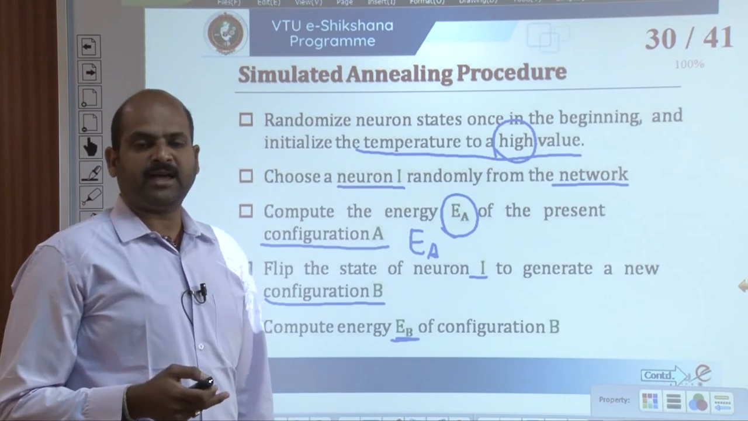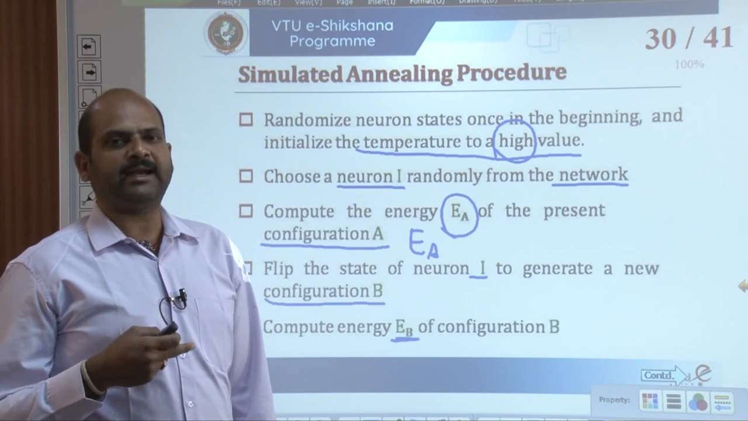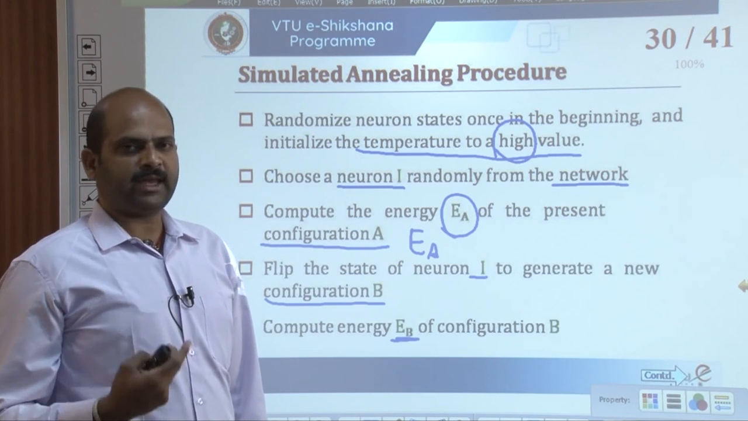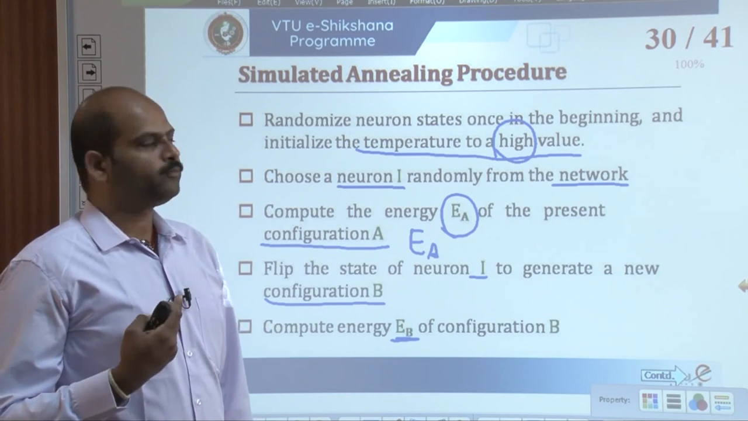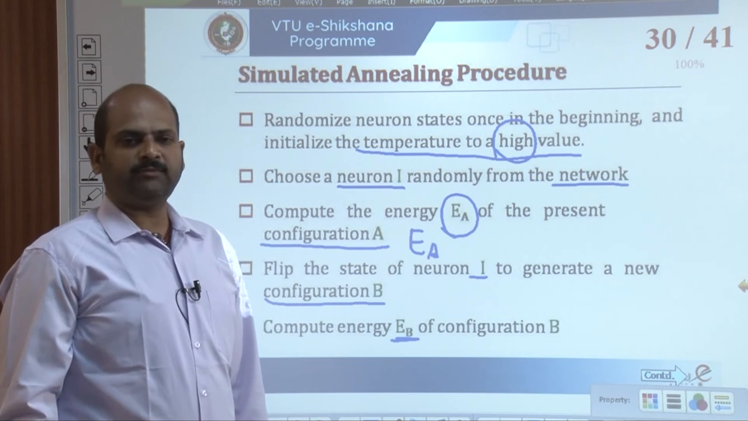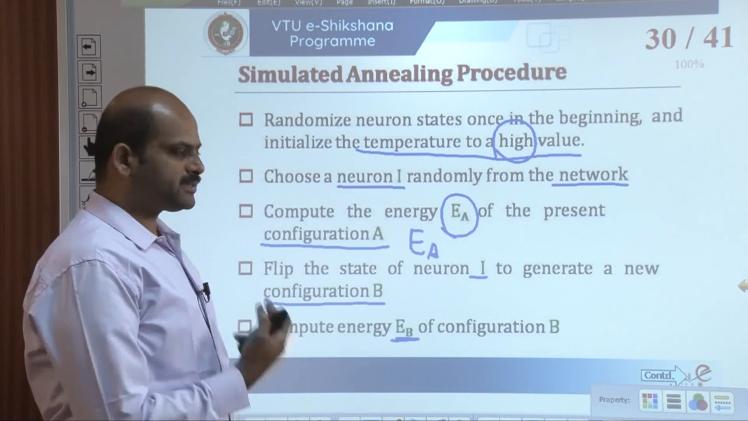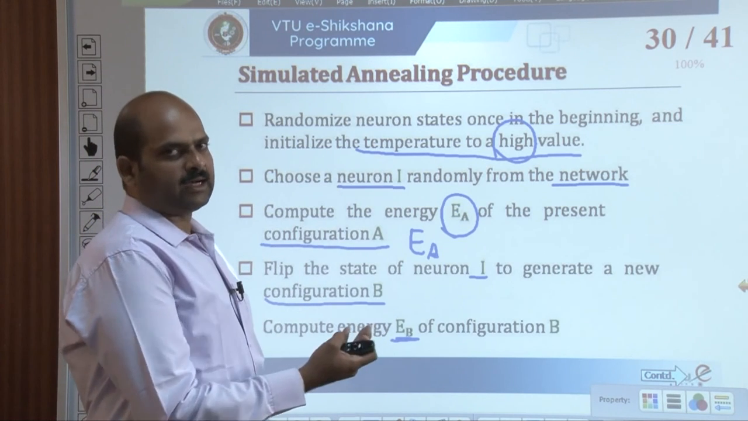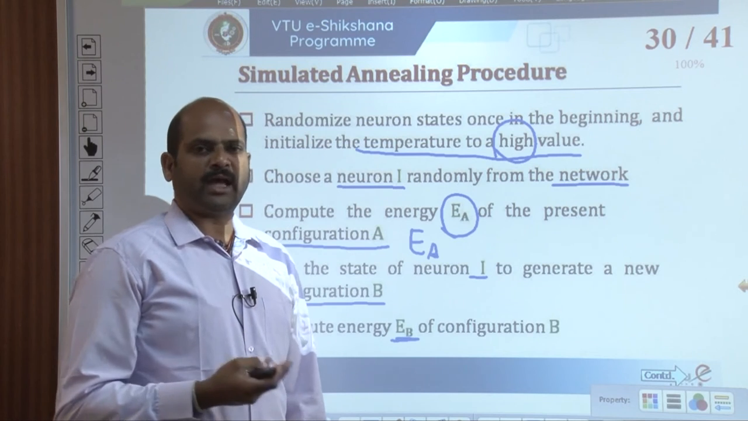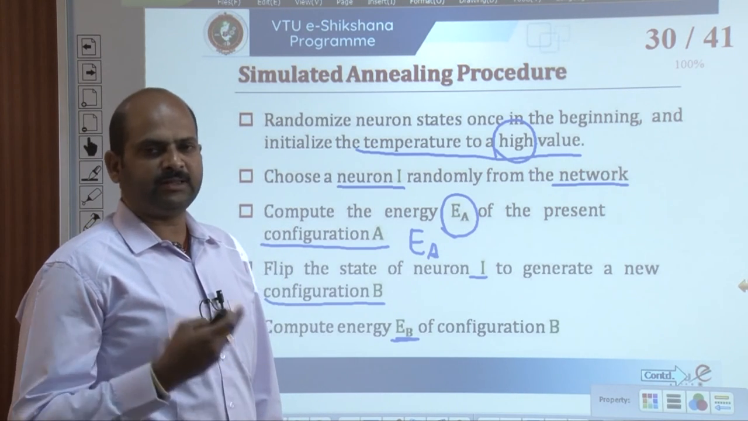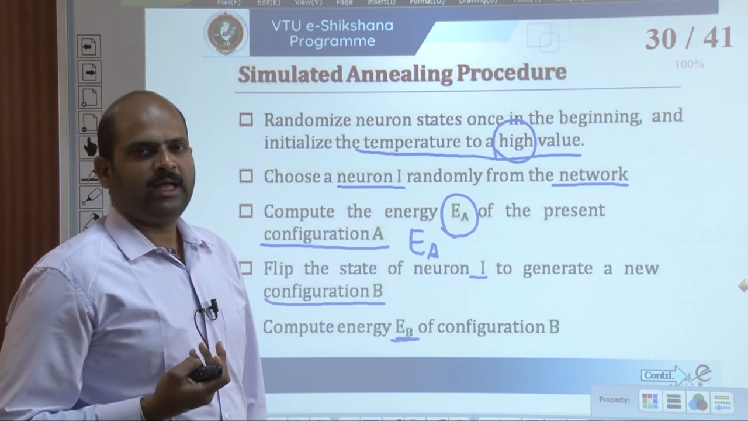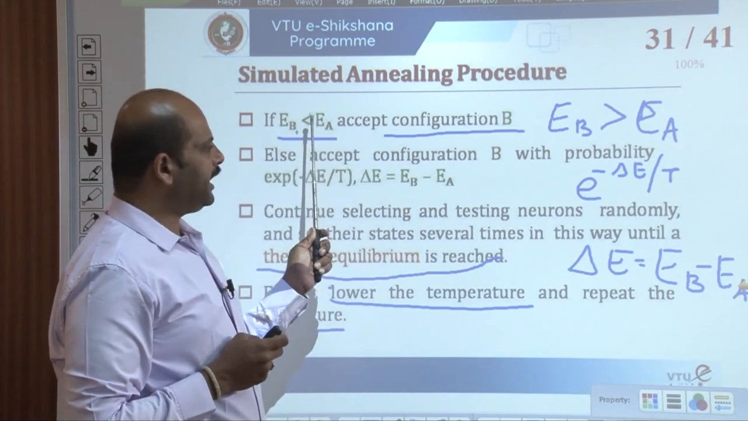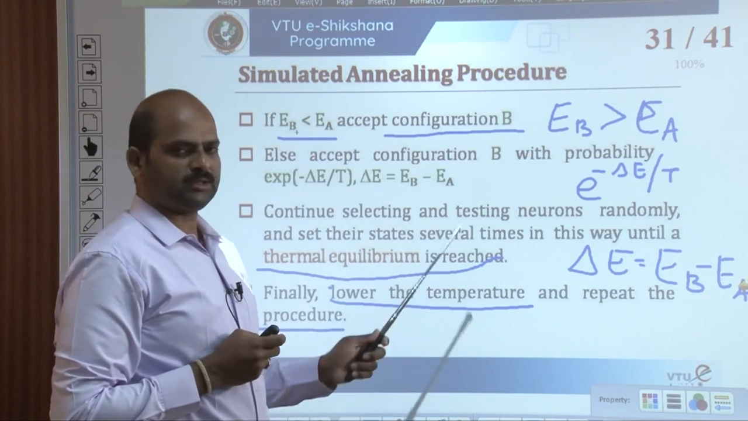The first step is to make the neuron states randomized at the beginning, with the temperature at a high value. Then second, we choose a random neuron from the network. Third, we compute the energy level of the present configuration, and we flip the state of neuron I to a newly generated configuration B. We compute the energy of this newly configured data with the energy Lyapunov function, and we compare. Once the energy is lesser than the previous data, accept the configuration.